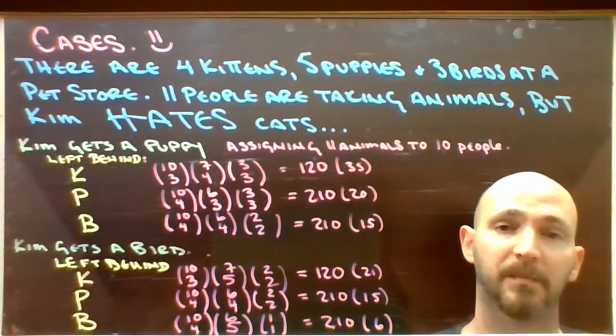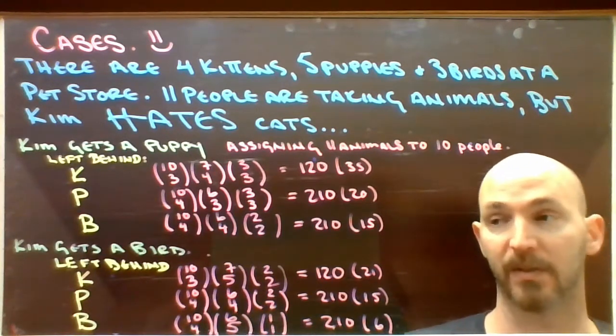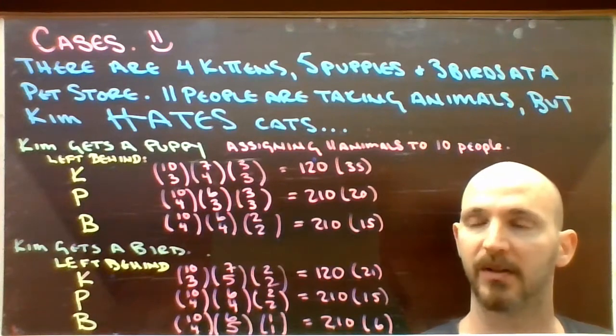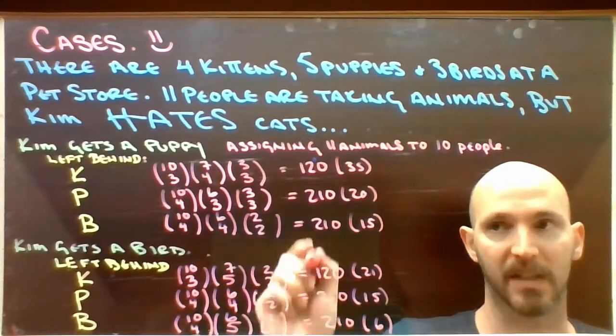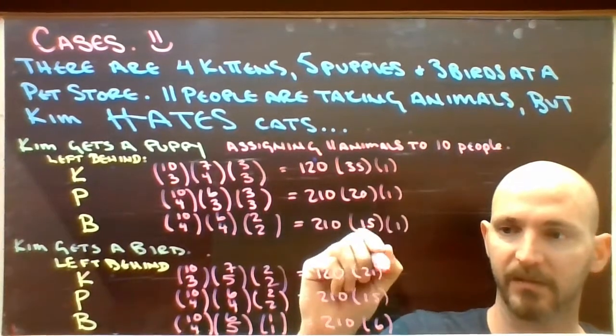Now the bit at the back where you only have 3 kids left and they have to take 3 birds, or there's only 2 kids left and there's only 2 birds, those are all trivial selections, so they're all 1. Just pop them in there for completion.